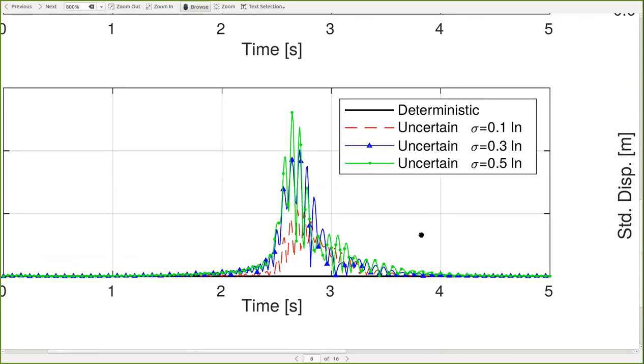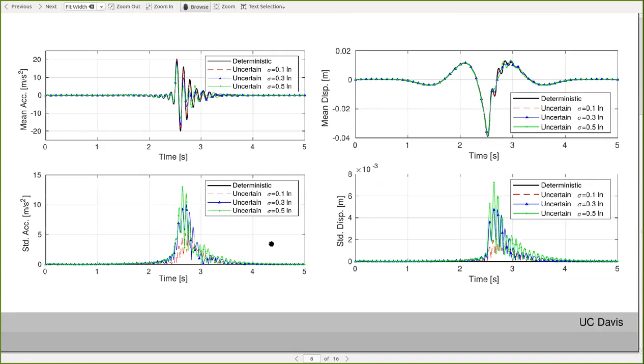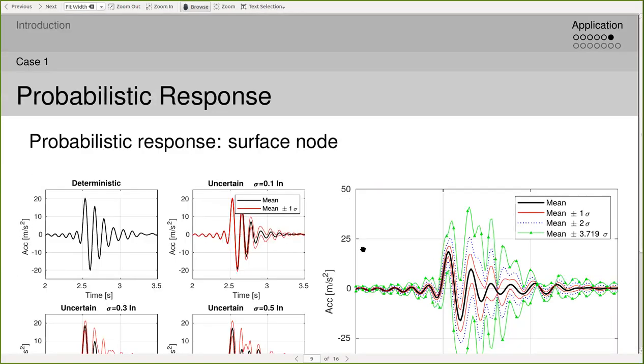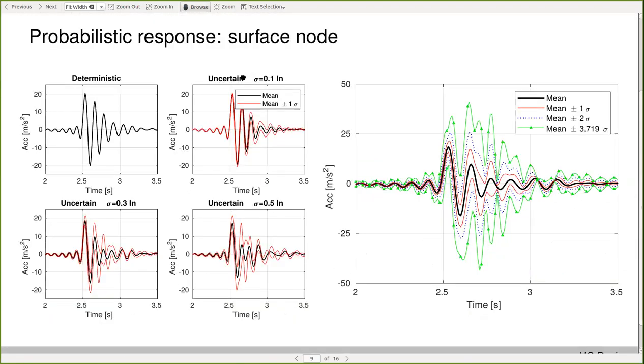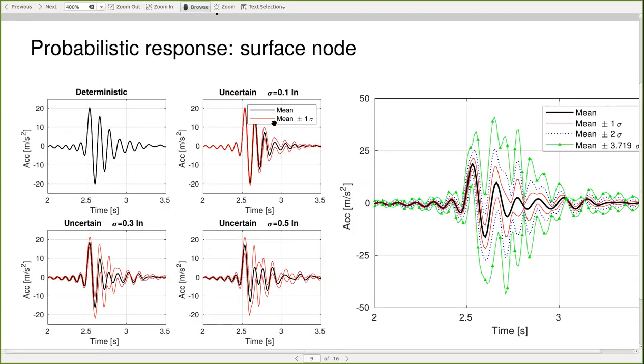Now here I'm showing you the response of the surface node, but now we are showing together the mean value and the mean plus minus 1 sigma. So you can see, if you only do your design based on the deterministic case, it might be quite off, depending on how much uncertainty is in the system. For example, in this case, this peak is almost 50% more than the mean value, the plus minus range of the response.